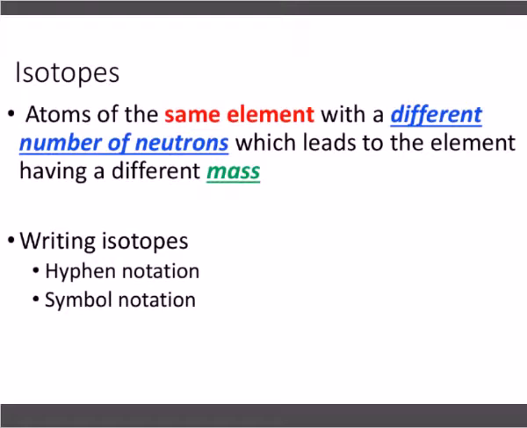All right. So what an isotope is, it's when we have atoms of the same element with a different number of neutrons. This leads to the element having a different mass. So make sure you fill that in your notes. Atoms of the same element with a different number of neutrons, which leads to the element having a different mass. Something huge: that number, guys, that atomic mass on the periodic table, is the average of all of the isotopes, all the different naturally occurring isotopes.